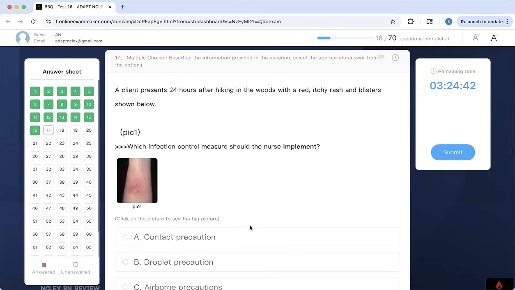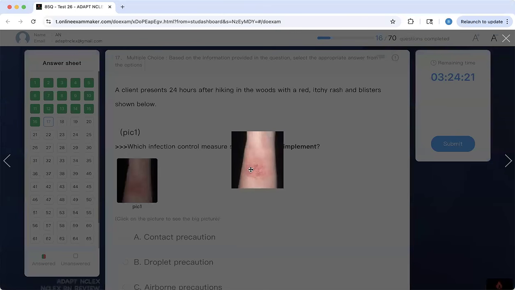Another picture. Once again, master infection control. As you master them, know the pictures associated with the condition. A client presents 24 hours after hiking in the woods. That's the buzzword. Woods hiking. With the red, itchy rash and blisters shown below, which infection control measures should the nurse implement? This is what you see. What do you think?